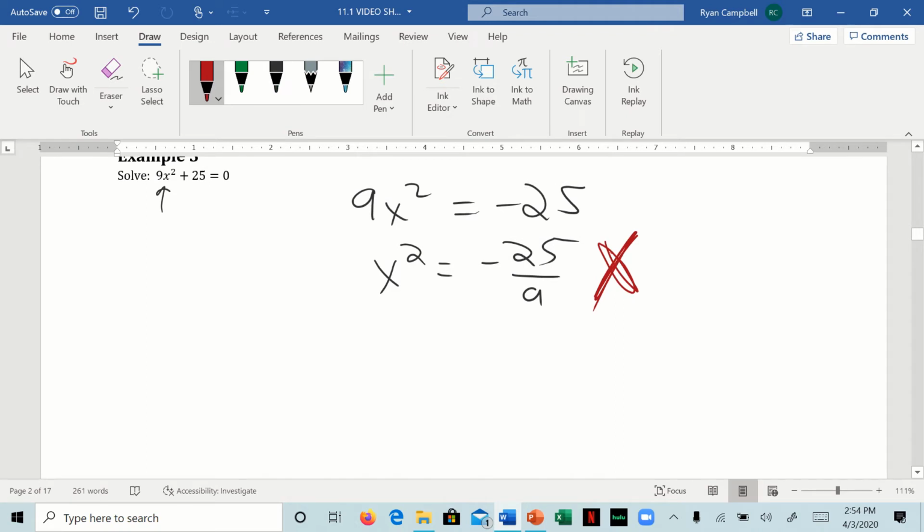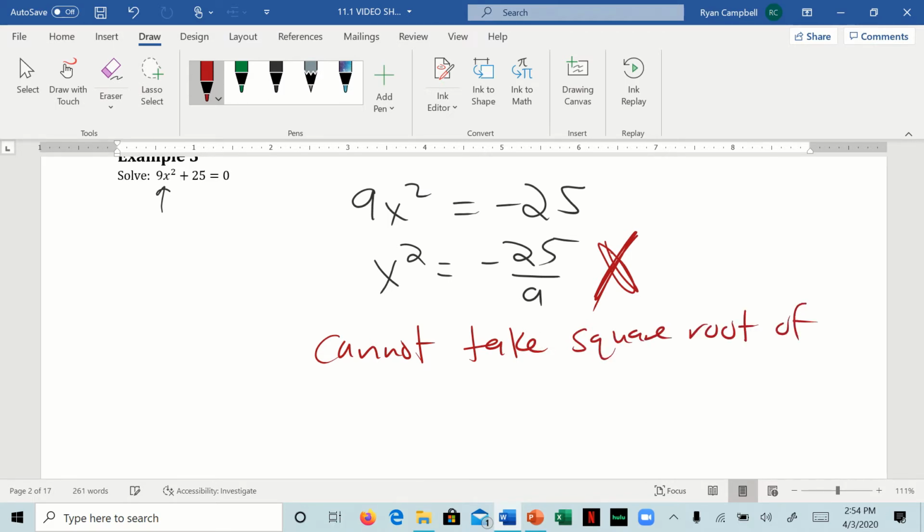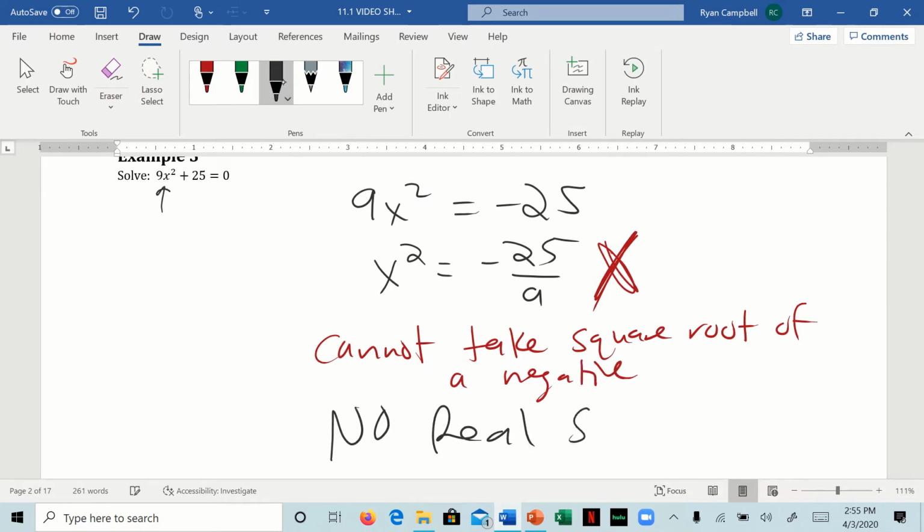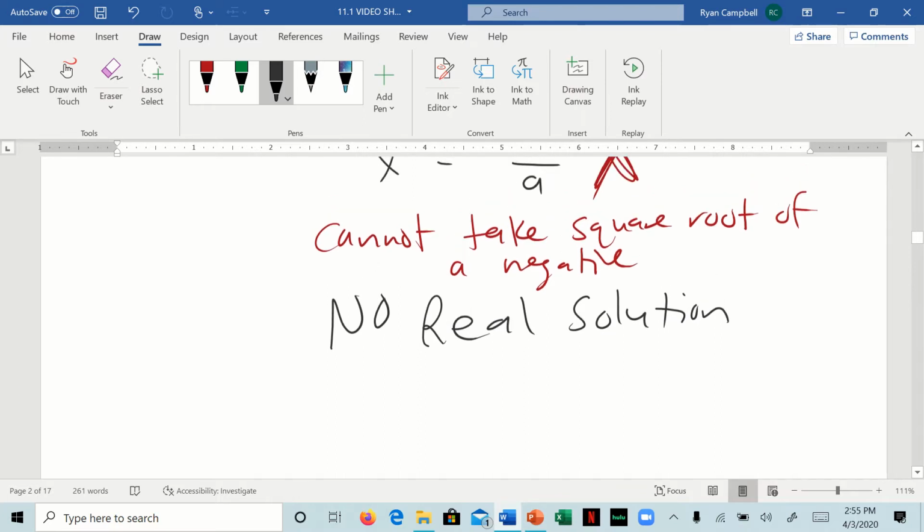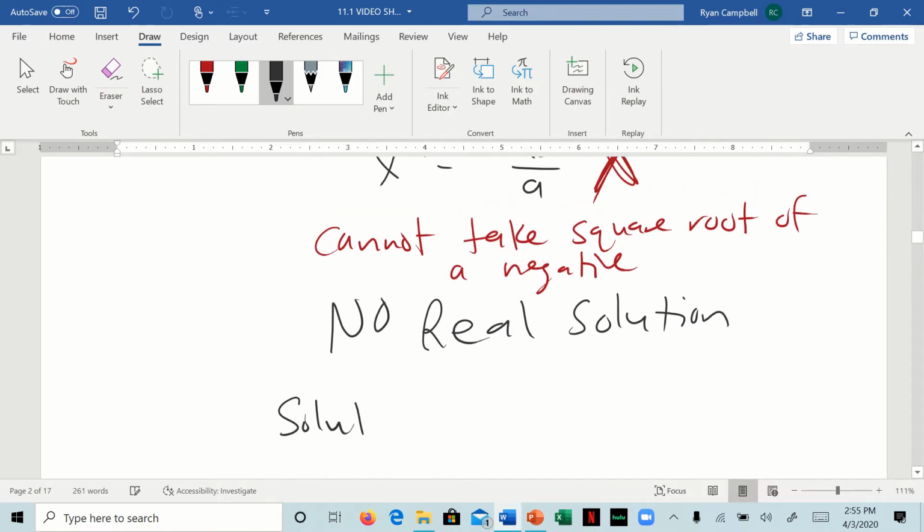So something like this, we cannot take the square root of a negative. So we have no real solution. Remember, that just means the real number. We don't have a real number solution, no real solution. So our solution set would just be the empty set, right? Open, close. Or you could write it like this, either way.